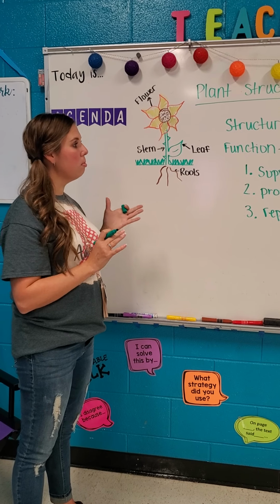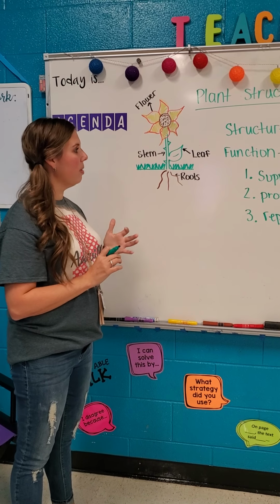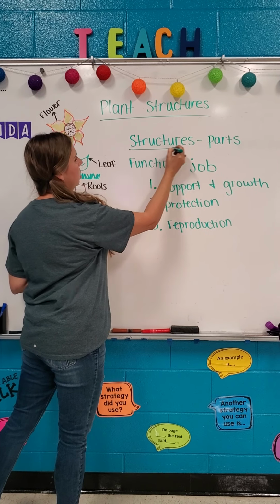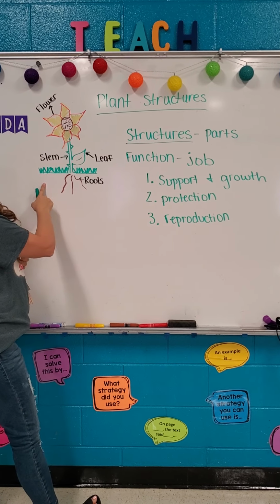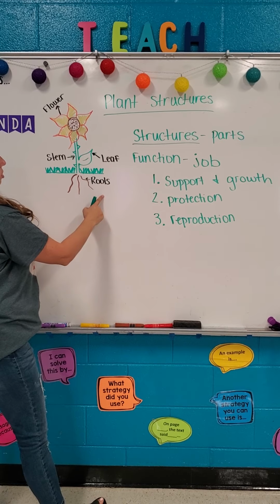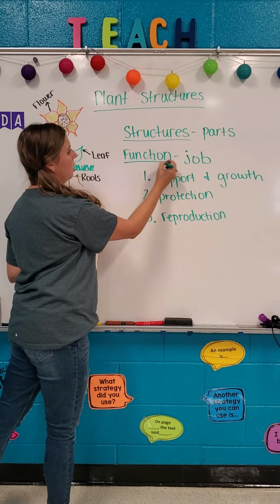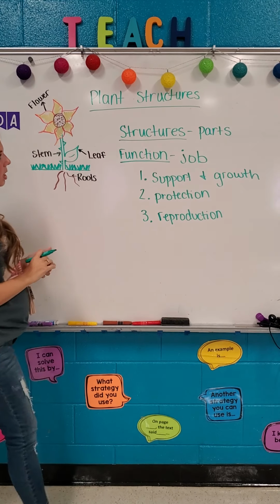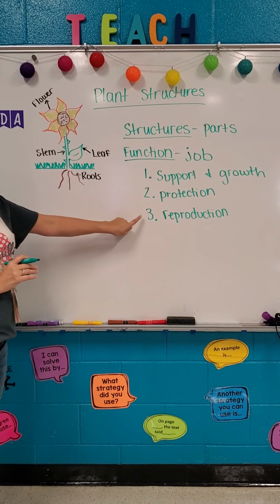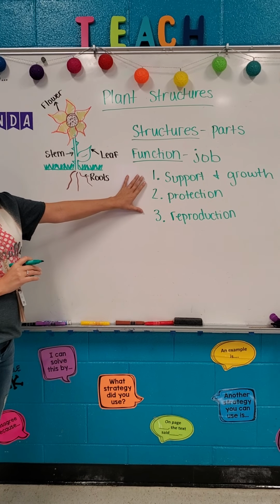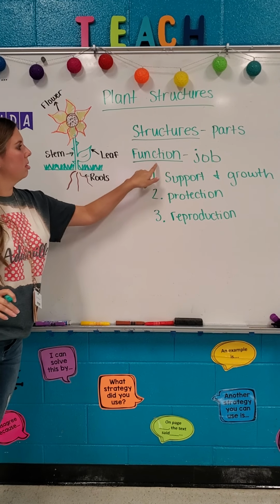Okay, so we're going to learn more about these things throughout the next few weeks, but you're going to want to make sure in your science journal that you have a diagram with the labeled structures, and that you know what the word structures means, what the word function means, and the three things that a plant structure might do. These are the jobs or the functions.